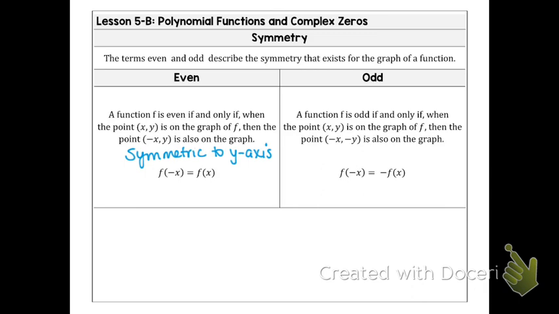It also tells me that f of negative x is going to be equal to f of positive x. So it doesn't matter if my x is positive or negative, we're going to get the same y. We use that when trying to find algebraically if something is even or odd. You replace the positive x in the equation with negative x, and simplify it. If they are the same, then it's symmetric to the y-axis. So when you get done, if you get the same equation that was given, then it's going to be even.